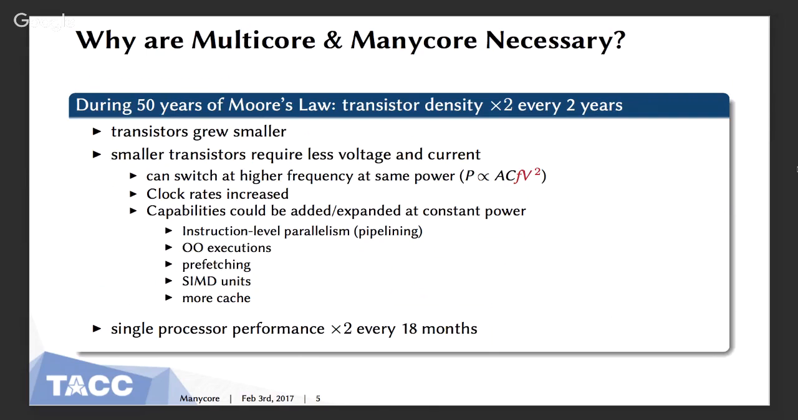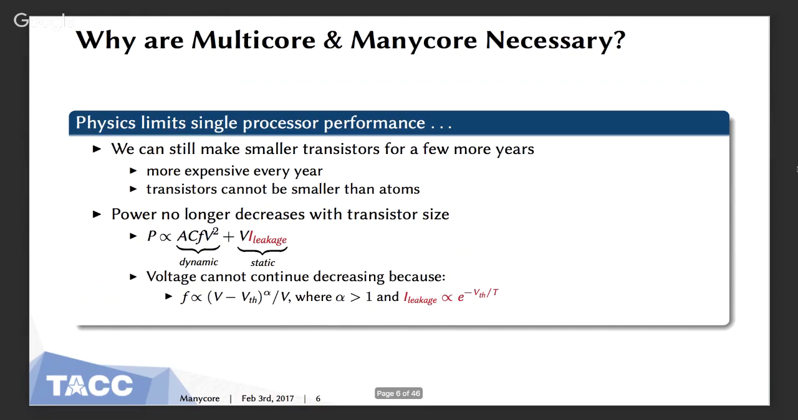Life was good. I think back in like 2003, they were still expecting that by this time we would have 10 gigahertz processors. And wouldn't that be great? We wouldn't have to worry about all this parallelism. Our code would just run faster. But physics limits the single processor performance.